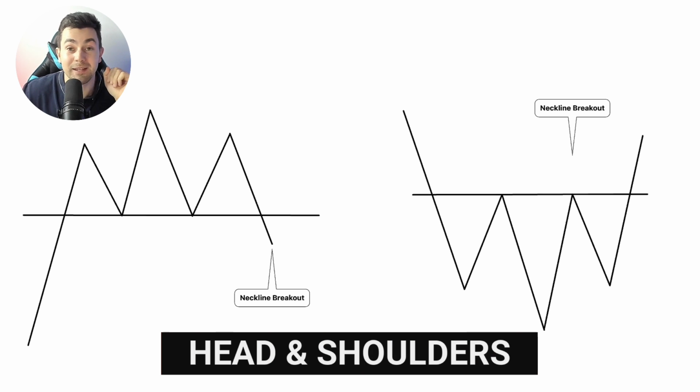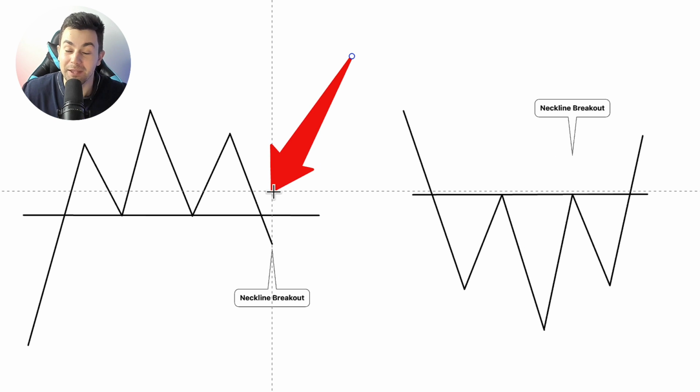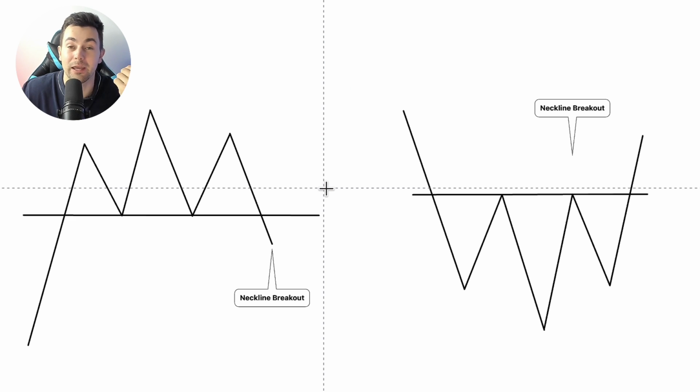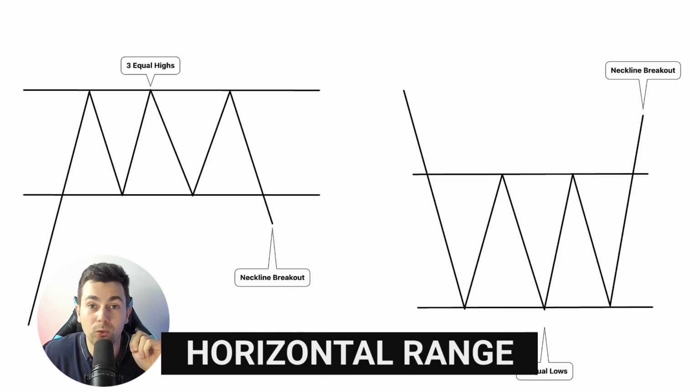The third pattern is a classic head and shoulders pattern and the inverted one. And with the head and shoulders pattern, again, for us, the signal is the breakout of the neckline of the pattern.